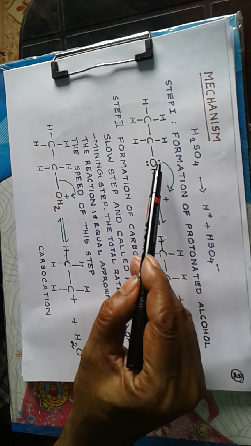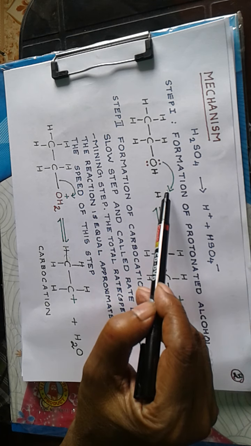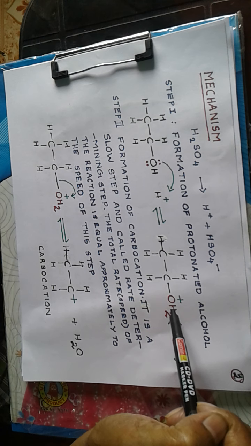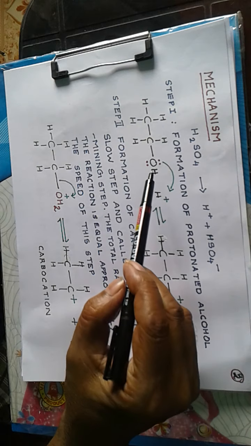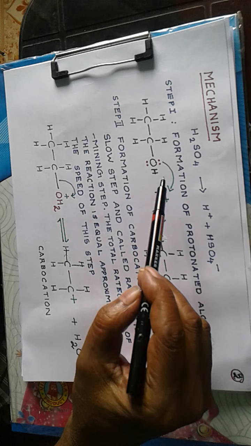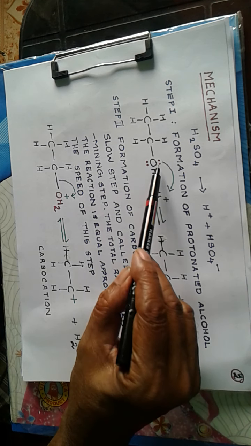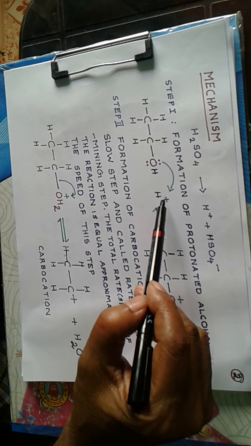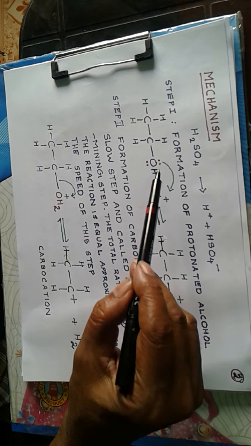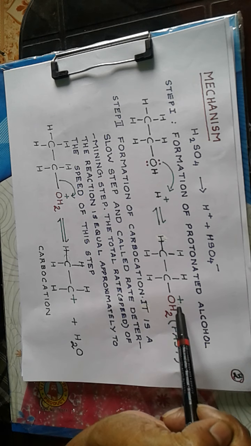So the lone pair of the oxygen atom of the OH group establishes a bond with the H positive. So we get an OH bond. There is already an OH bond here, so 2 OH bonds. Then since the lone pair is given for bonding, 1 electron of the lone pair is given to H positive and its charge is neutralized. And since 1 electron is removed from oxygen, oxygen gets a positive charge.